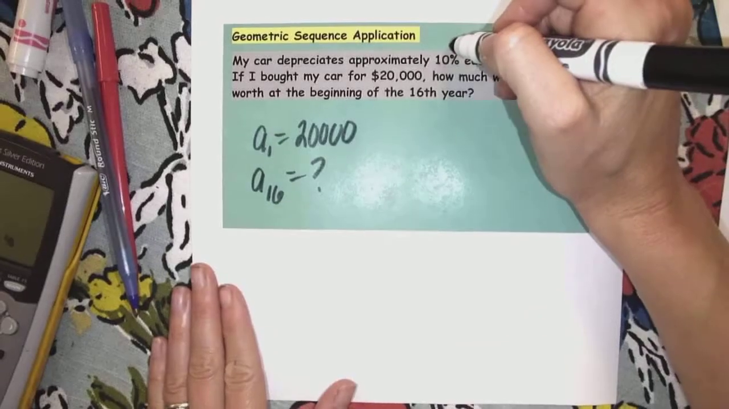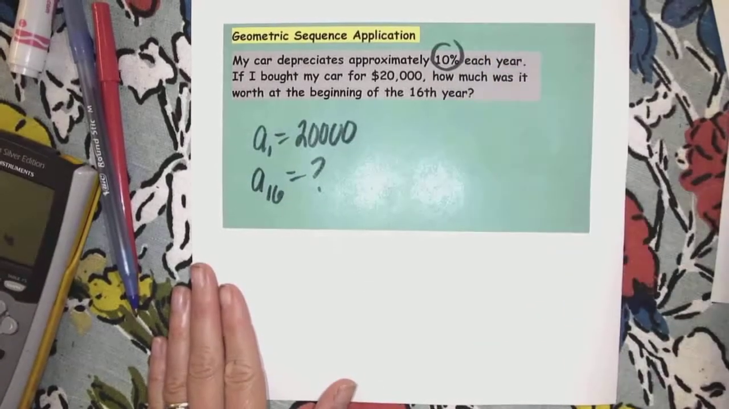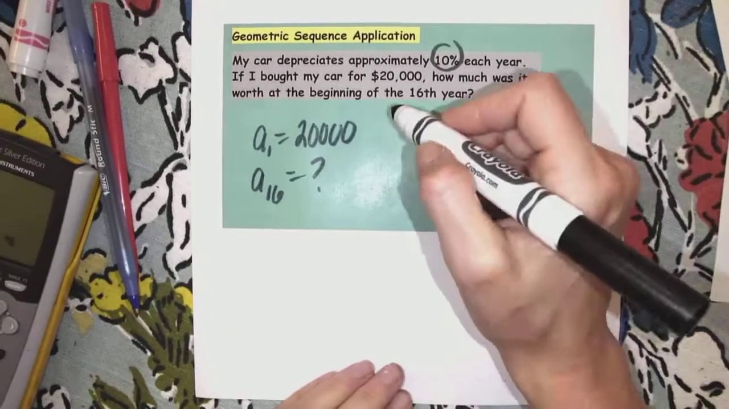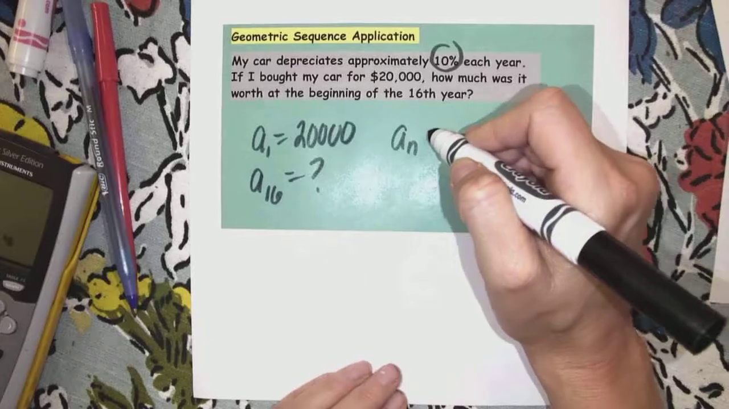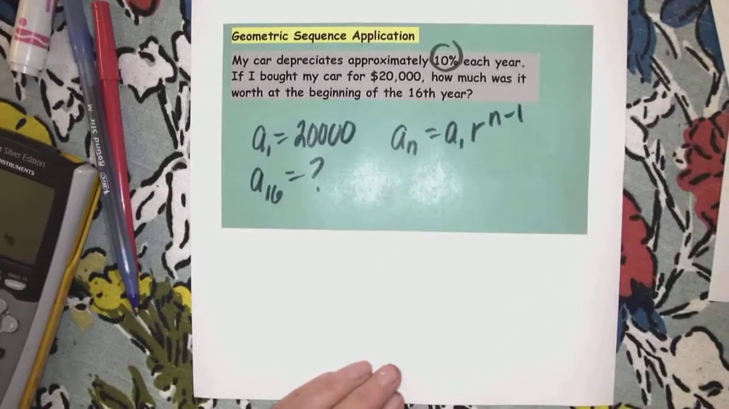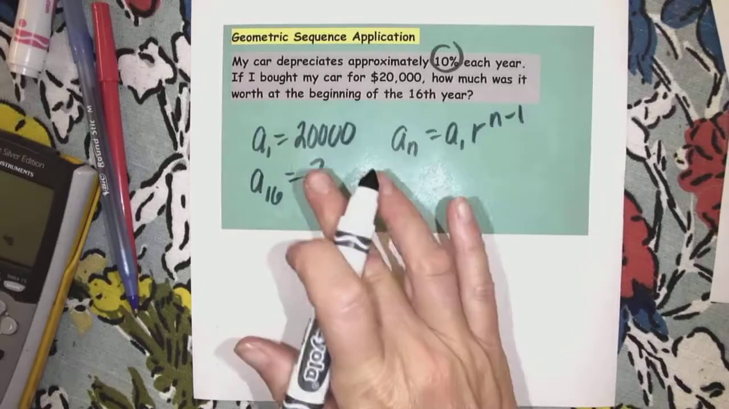I like to be a positive person. Instead of saying that I'm going to subtract out 10% each year, I like to say if I'm losing 10%, that means I'm keeping 90%. So I'm going to use my formula for a geometric sequence, and I'm going to substitute in our values.